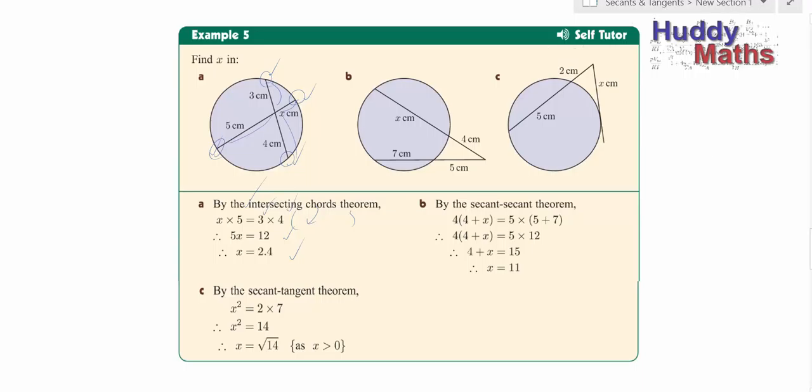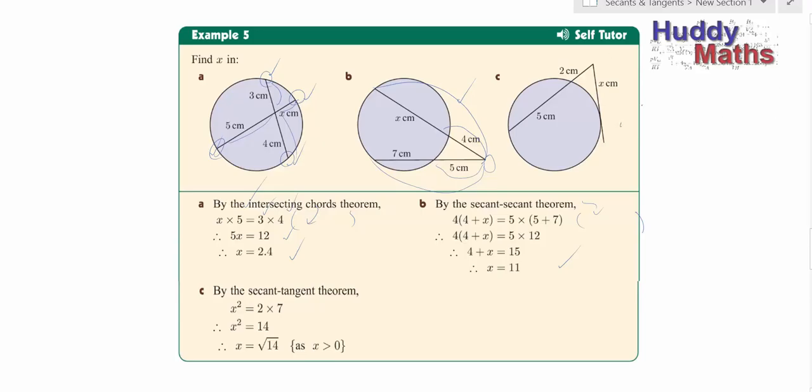Now this one here in part B, we've got two secants and they're continued on to a point of intersection. So the intersecting secants theorem is that 4 by its whole length, 4 plus x, is equal to 5 by 5 plus 7. Okay, so x is 11. Again, it's preferable to put that reason in brackets after your deduction.